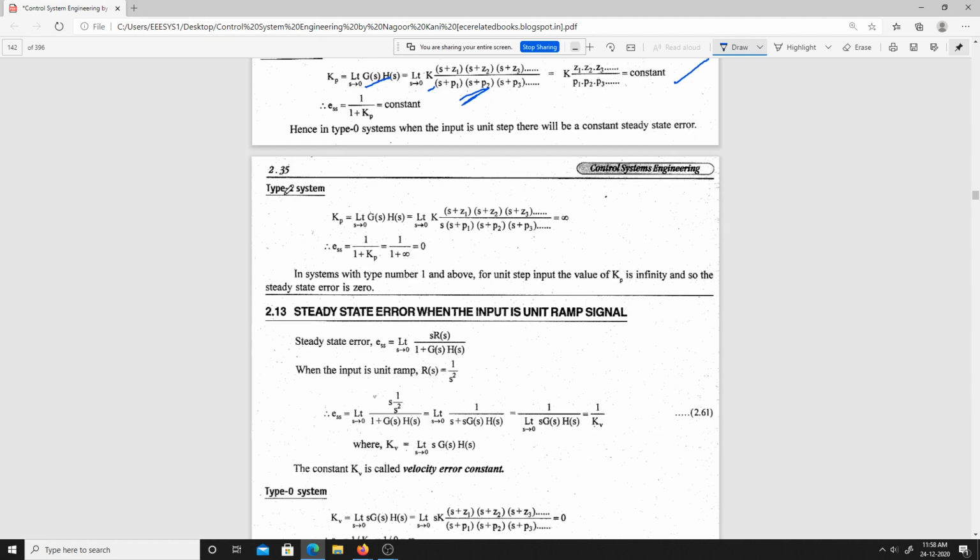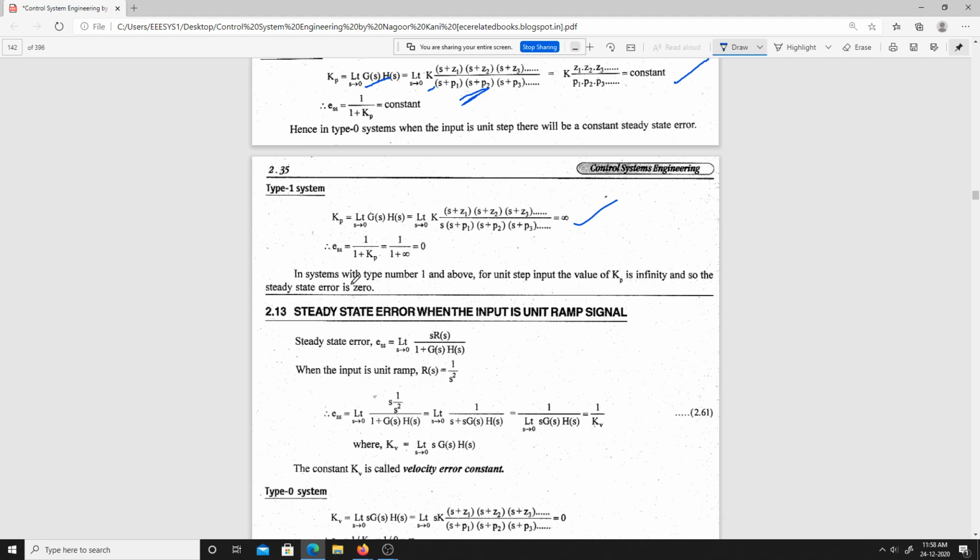Now I am taking the type 1 system. For the type 1 system, we have s power 1, n equals 1. So this is the equation we are having. Place s equals 0 here. Finally what I am getting will be infinity, right? So ess will be 1 by 1 plus infinity, where kp is infinity here. So ess equals 1 by 1 plus infinity, that will be 0.